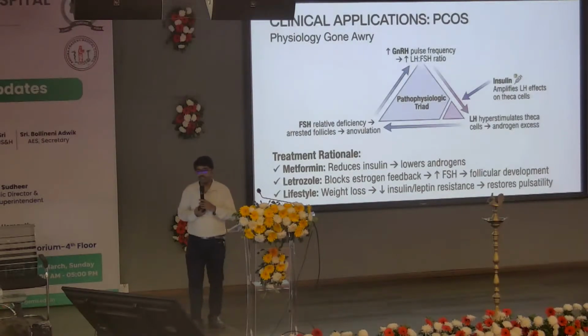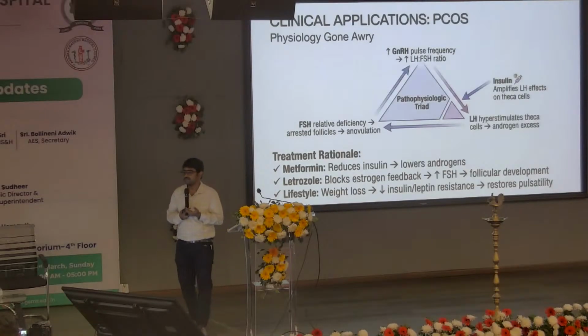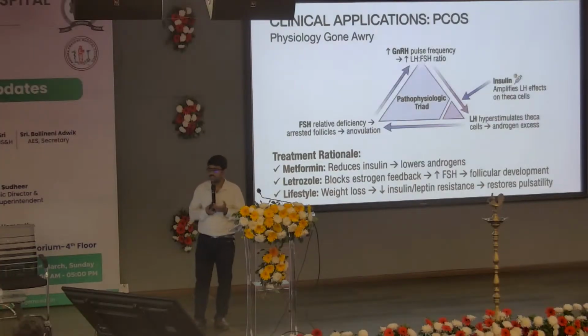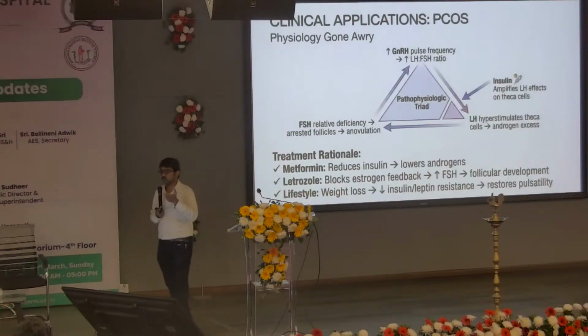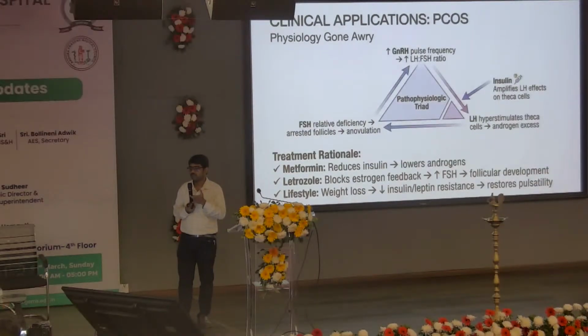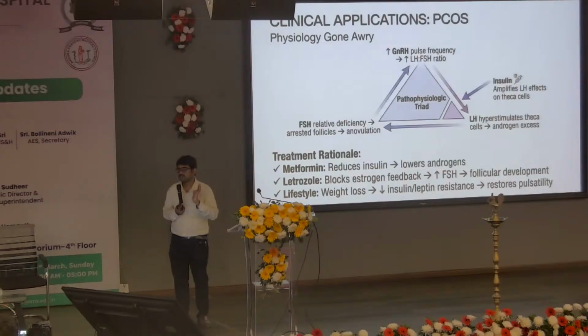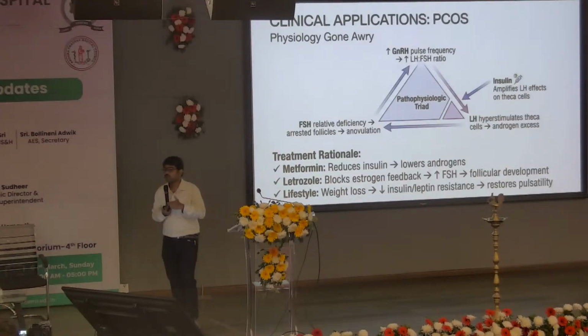Coming to the clinical application part, the first thing is your PCOS. What is PCOS? Polycystic ovarian syndrome. What is the important triad of this syndrome? You can observe the problem is a switch in your pulsatile nature. There is a sudden change in your pulsatile nature. What is the normal pulsatile nature? A slow pulsatility favors FSH, which is responsible for development of your Graafian follicle, whereas there is a sudden shift from low to fast frequency.